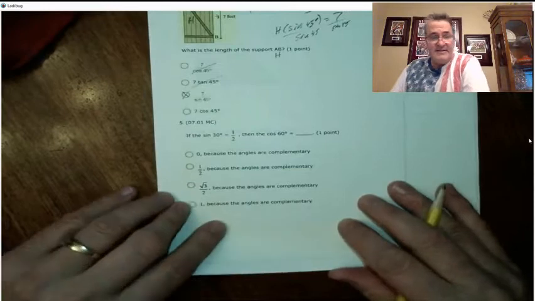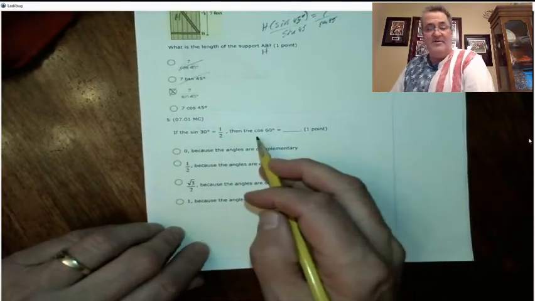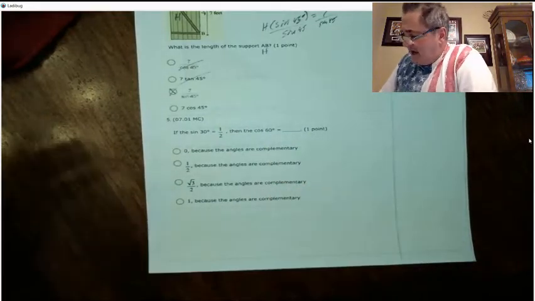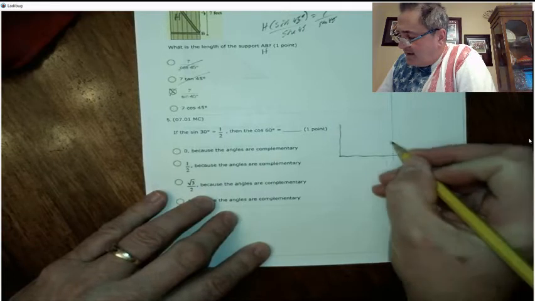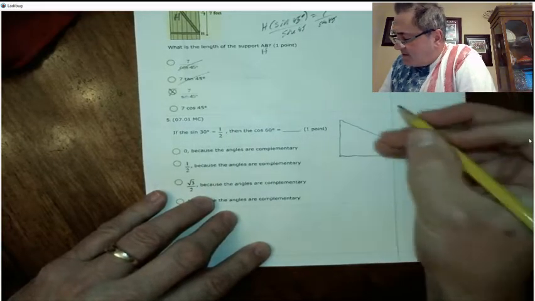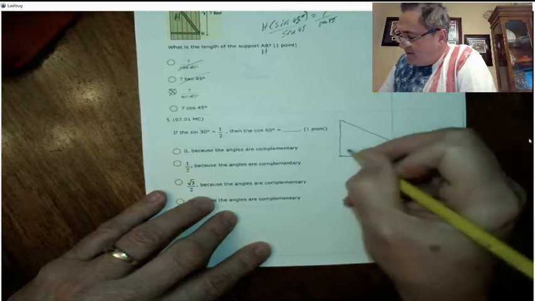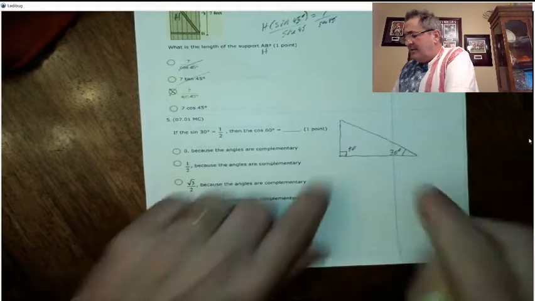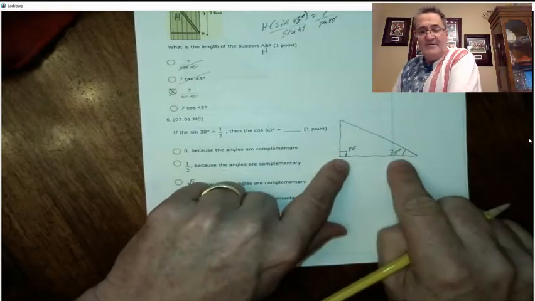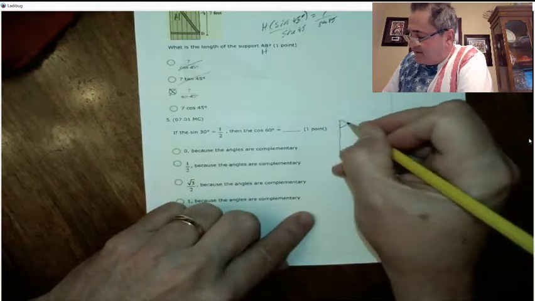Let's look at this one. If the sine of 30 degrees is 1/2, then the cosine of 60 degrees is, and you're like, what? How am I supposed to know? Well, we should know very easily when we look at it. If this is our 30-degree angle, and this is a right triangle, so that means this is 90 degrees, right? 90 plus 30 is 120. If it's a triangle, it has to equal 180. So this one has to be the 60-degree angle.